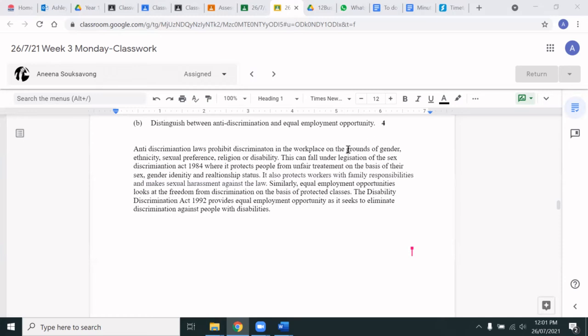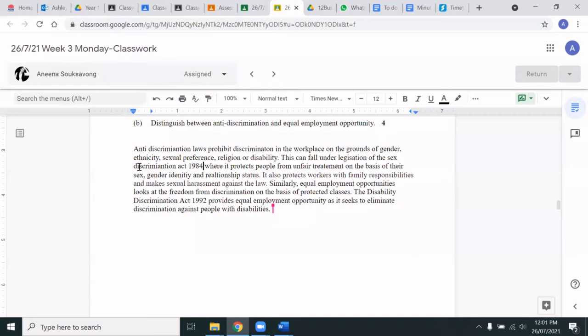Now it's worth 4 marks. So at a quick glance here, is this enough? Potentially, but just. If it's done well, that's probably could be worth 4 marks, but I wouldn't want anything less. Anti-discrimination laws prohibit discrimination in the workplace on the grounds of gender, and so on. Good. So a little definition. This can fall under legislation of, yeah, I didn't even think of this myself. I don't think this was in the answer.